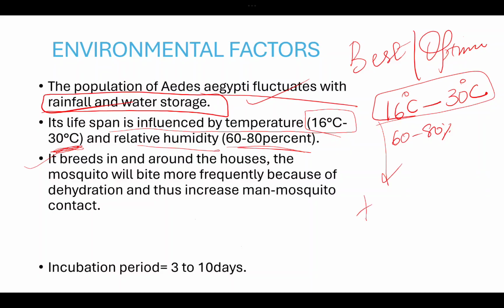If the temperature is increased by 2 degrees Celsius, what happens? Because of the increase in heat, the incubation period of dengue virus will be shortened and more infected mosquitoes will be available. Besides that, the mosquitoes are biting more frequently because of dehydration. They want lots of blood to hydrate themselves, so they start biting more frequently, and there is an increase in man-mosquito contact.